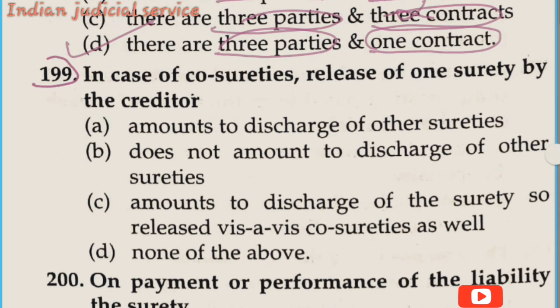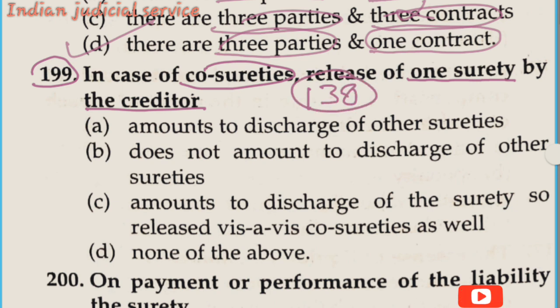Now question number 199. In case of co-sureties, the release of one surety by the creditor. This question is directly related to Section 138. Section 138 deals with the release of one co-surety, which does not discharge the others. It means that when one co-surety is released by the creditor, the other remaining sureties are not discharged. This is provided in Section 138.